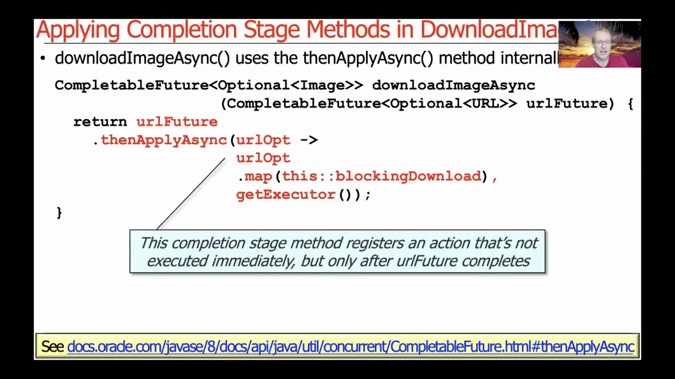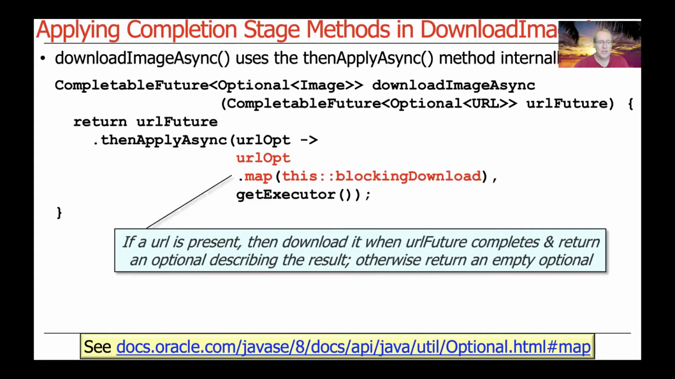And what happens then is there's a call to a completion stage method, which in this case is then apply async. And this completion stage method will register an action that, as usual, is not executed right away, but it's only executed after the URL future parameter has completed and triggered. So let's take a look and see what it's going to do in this case.